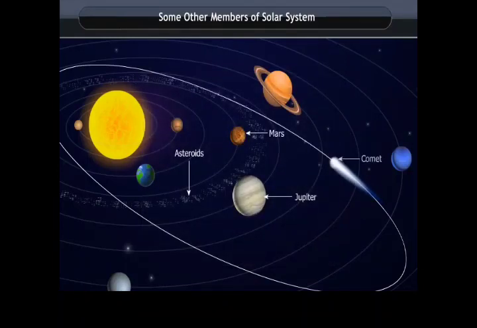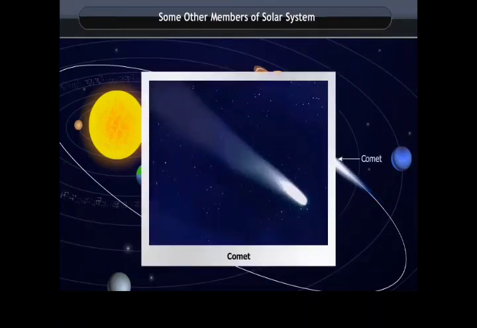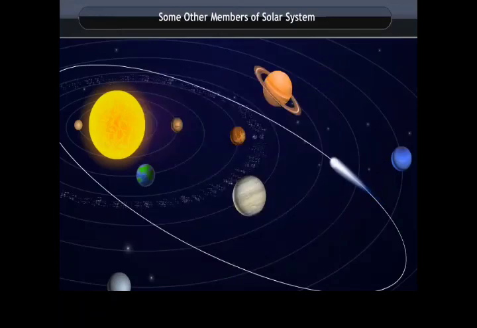What are comets? They are made of ice and mud. These revolve around the sun in large and highly elliptical orbits. These acquire a bright tail as they come near the sun. The tail is always directed away from the sun. The size of the tail decreases as the comet moves away from the sun. Comets appear periodically, like Halley's Comet, which comes after every 76 years.